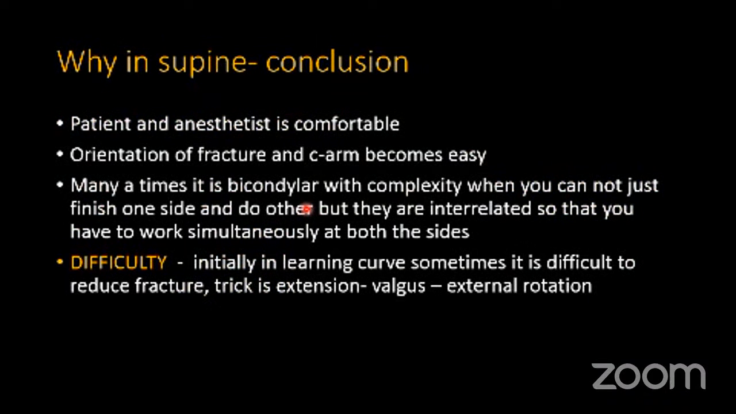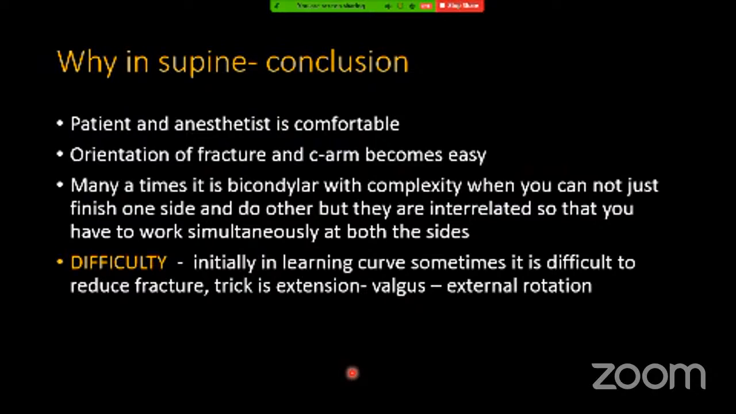So the points which are important to discuss are these: in this position, patient and anesthetist both are comfortable, and orientation of the fracture as well as the C-arm becomes easy. And many times it is a bicondylar fracture with complexity, when you cannot just finish one side and do the other.